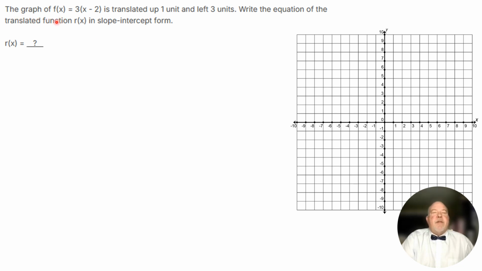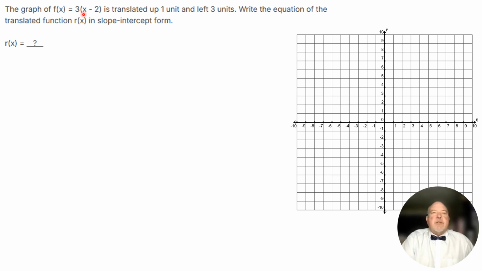Question says the graph of f of x equals 3 times x minus 2, and it's translated up 1 unit. Translated just means it's moved, so the graph is moved up 1 unit and left 3 units. Write the equation of the translated function r of x in slope-intercept form.